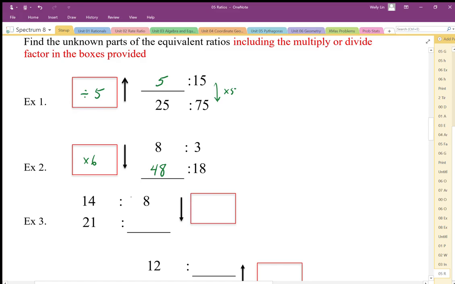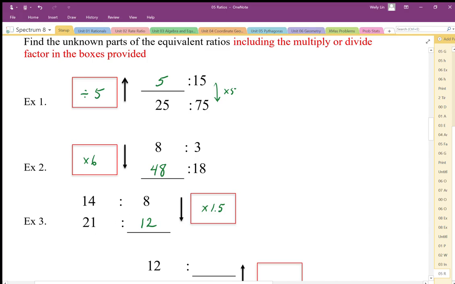Here, I want to go from top to bottom. So I'm just going to divide 21 divided by 14. Okay, that gives me 1.5. So my multiplier then is 1.5. And I can use that multiplier to go 8 times 1.5. That gives me the proportion of 12. So 14 to 8 is the same as 21 to 12.